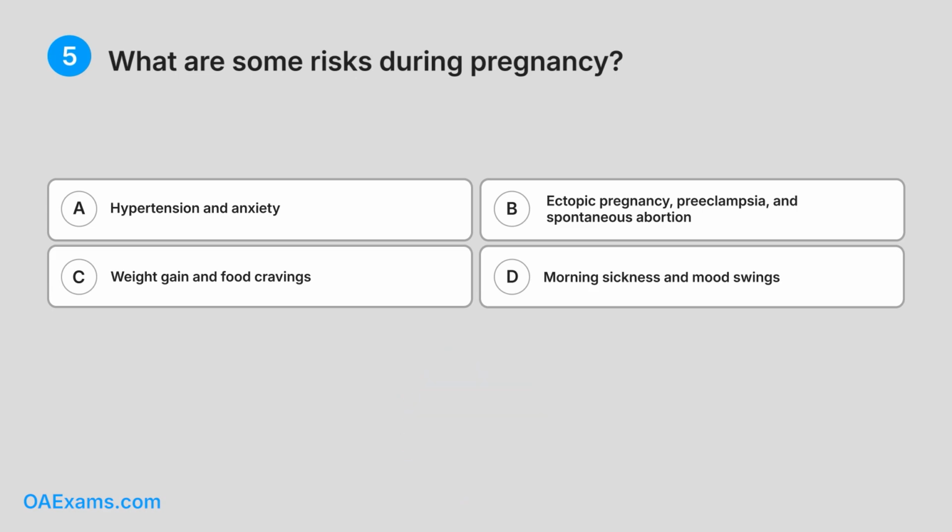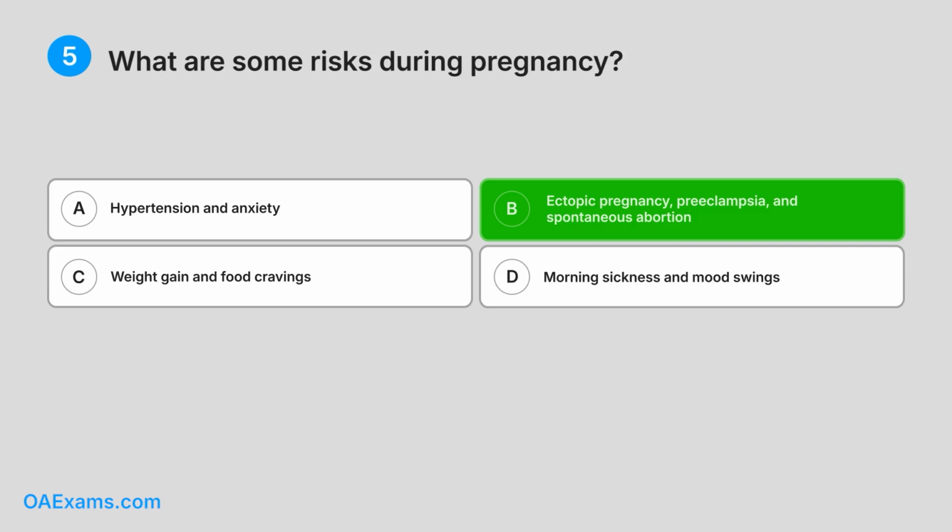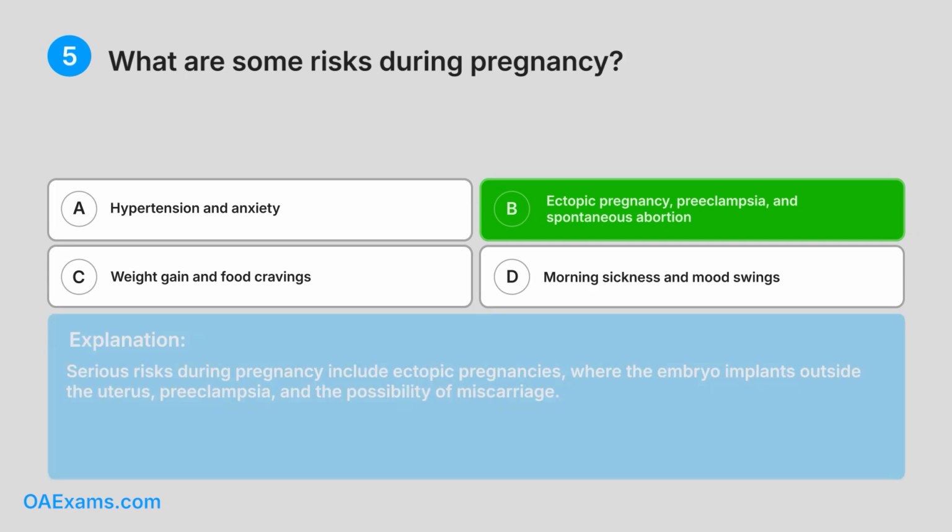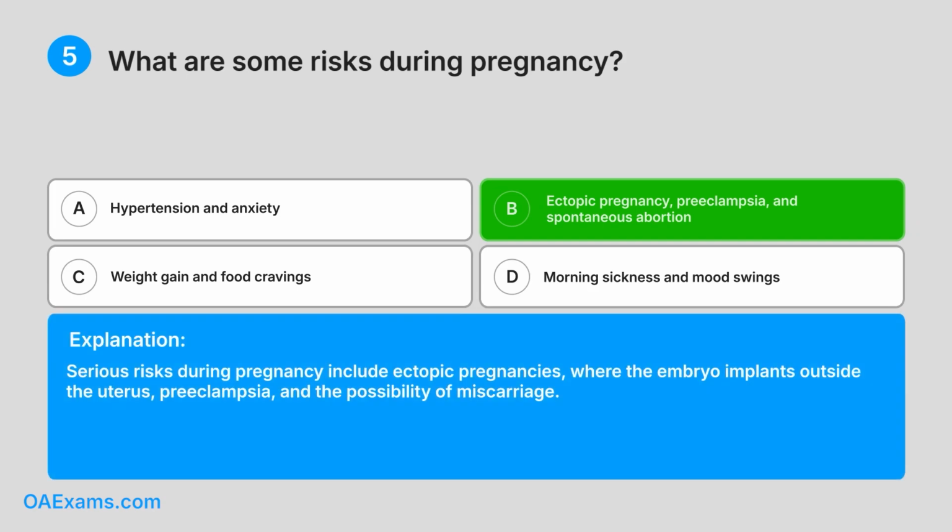Correct answer: B. Ectopic pregnancy, preeclampsia, and spontaneous abortion. Explanation: Serious risks during pregnancy include ectopic pregnancies, where the embryo implants outside the uterus, preeclampsia, and the possibility of miscarriage.